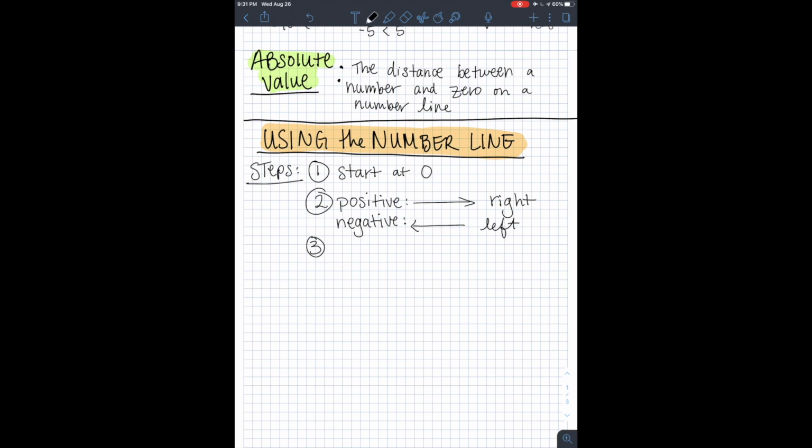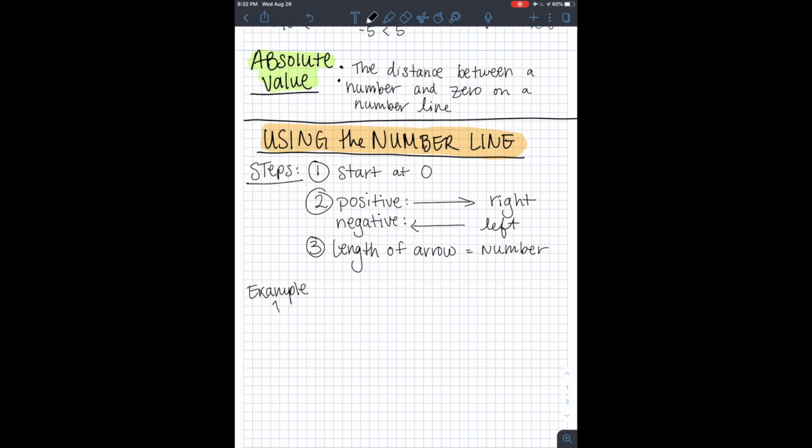And finally, step number 3, the length of the lines that we're going to draw are determined by the number. So the length of the arrows that we're going to be drawing are determined by the number. Okay, so we're going to do a few examples. We're going to do 2 examples.